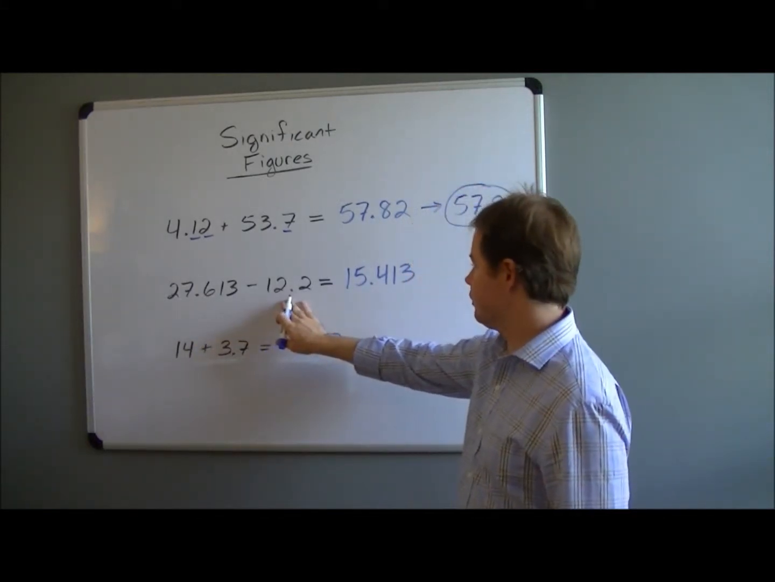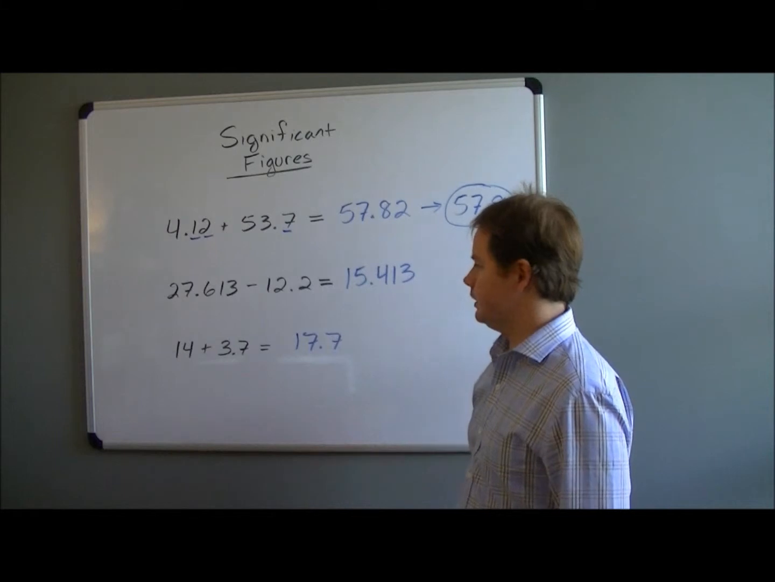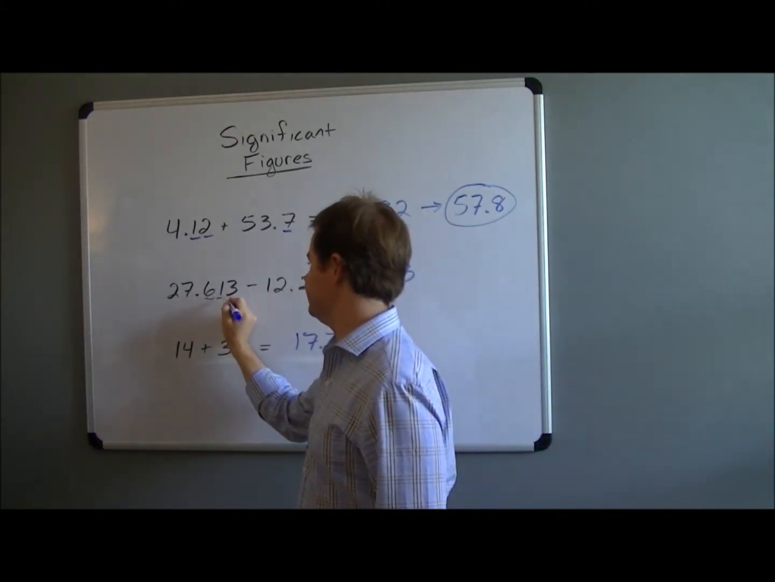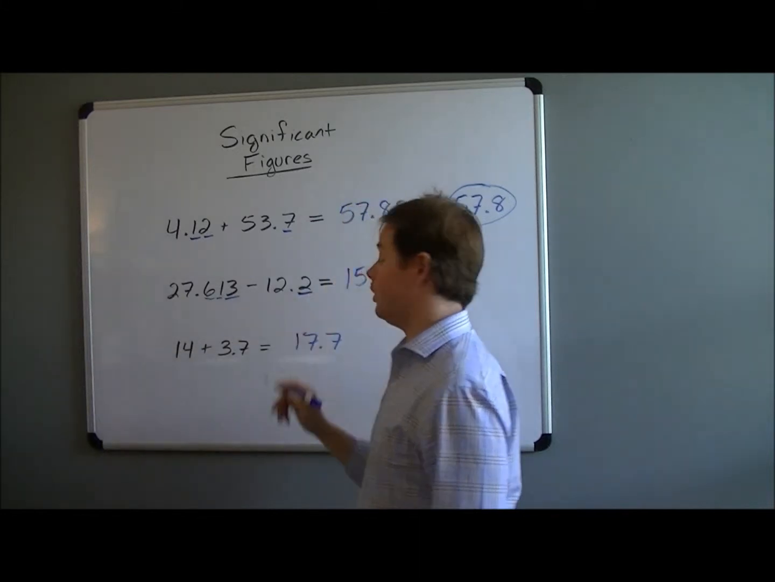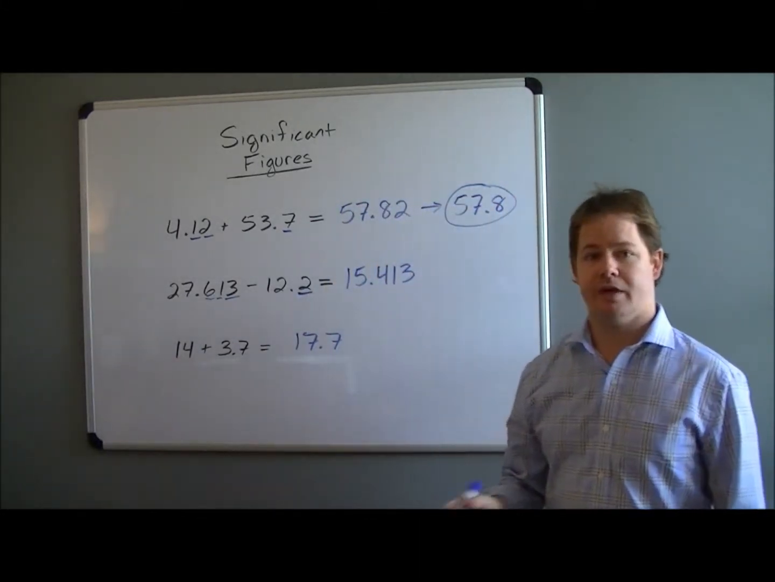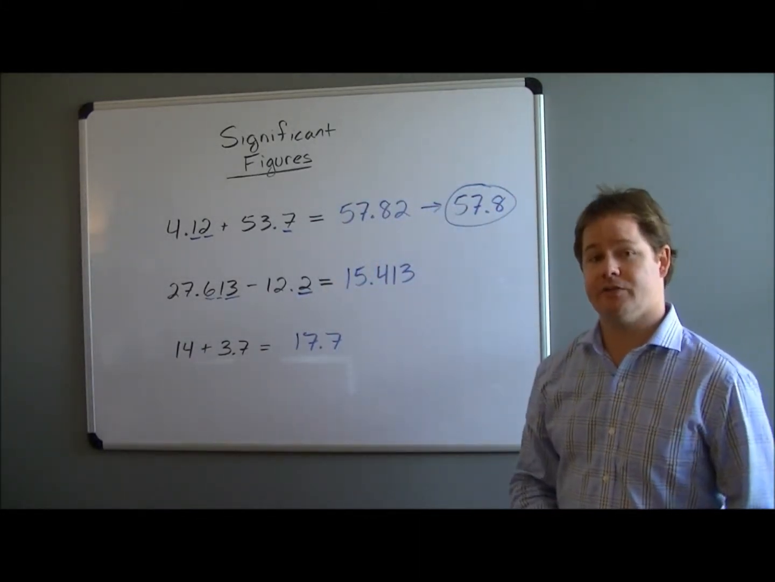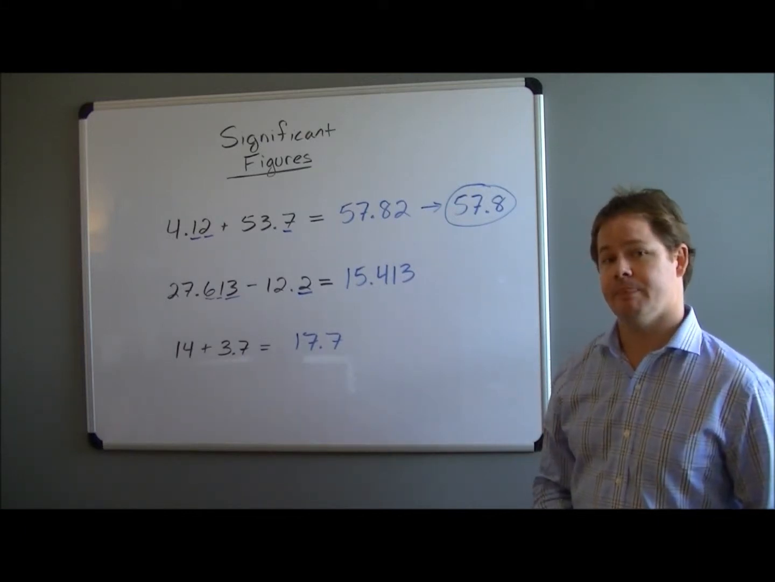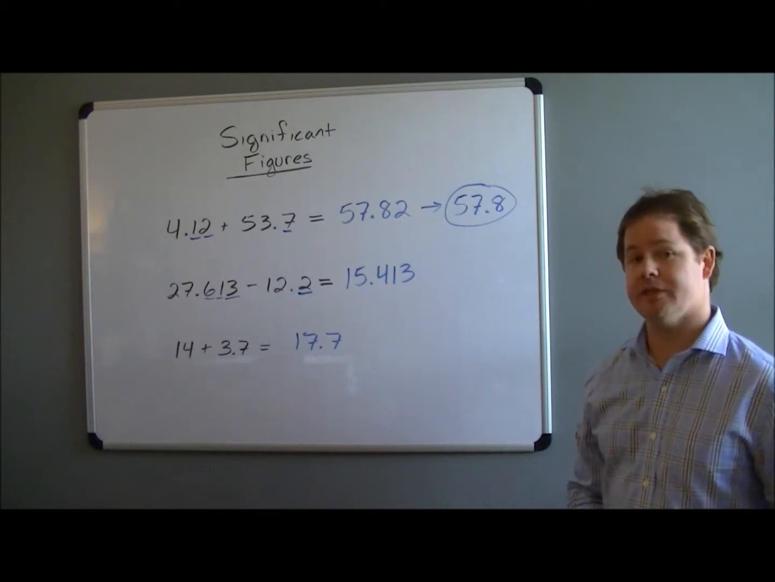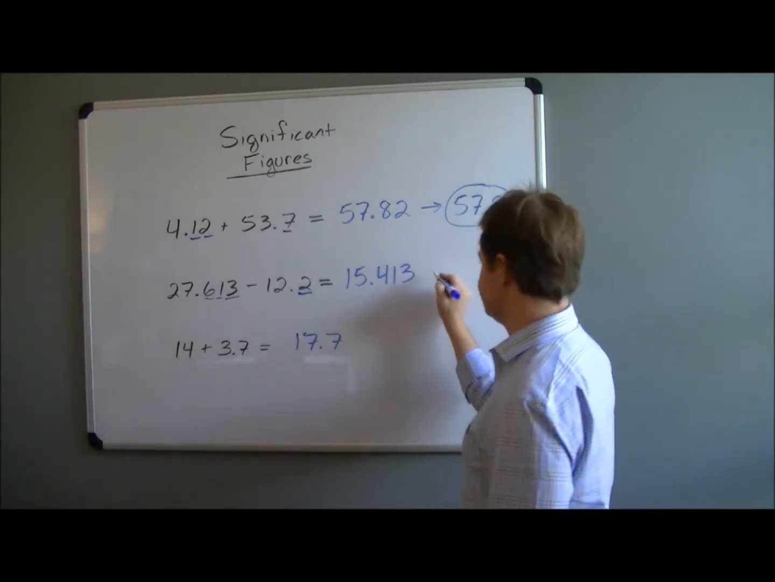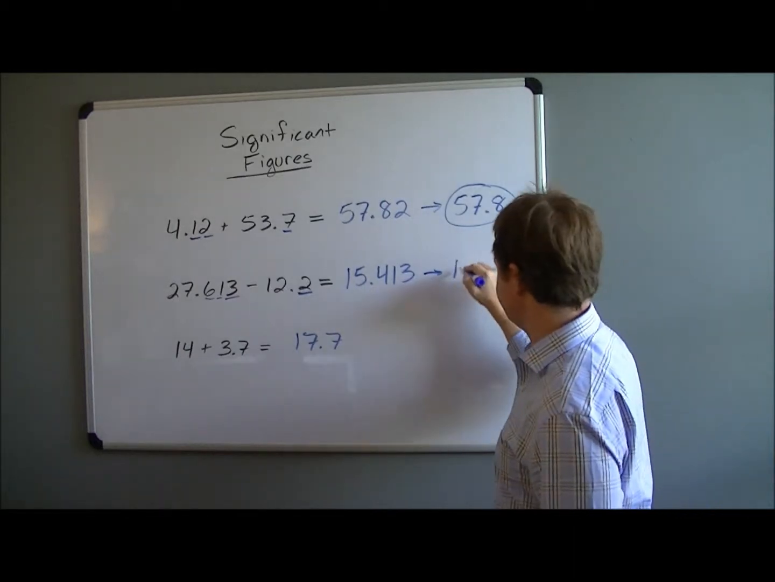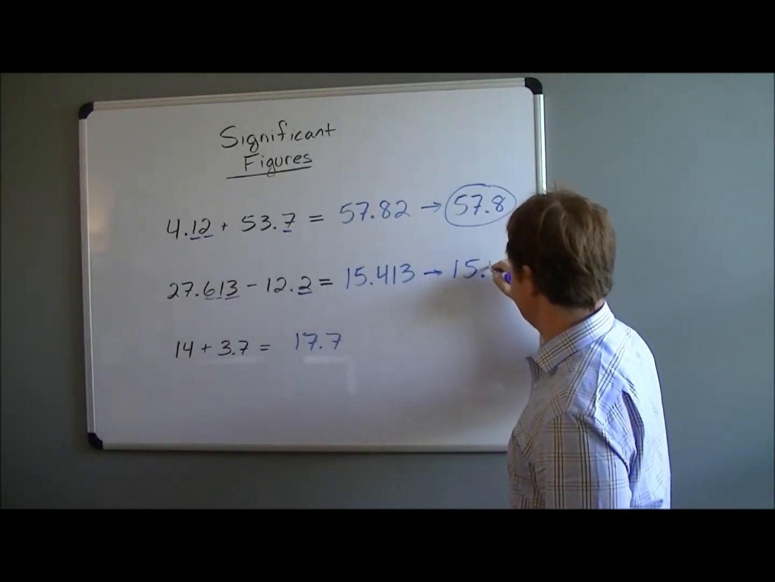27.613 and 12.2. 27.613 has a total of three decimal places. 12.2 only has one. So how many decimal places should our final answer have when written with the correct number of significant figures? If you said one decimal place, you're correct. So we're going to have to take this number and round it. 15.413 will get rounded to 15.4.